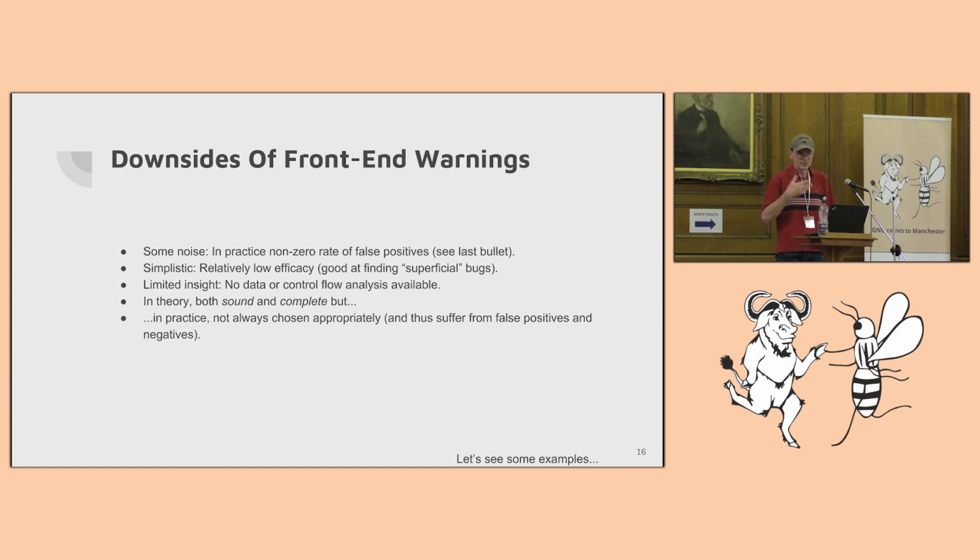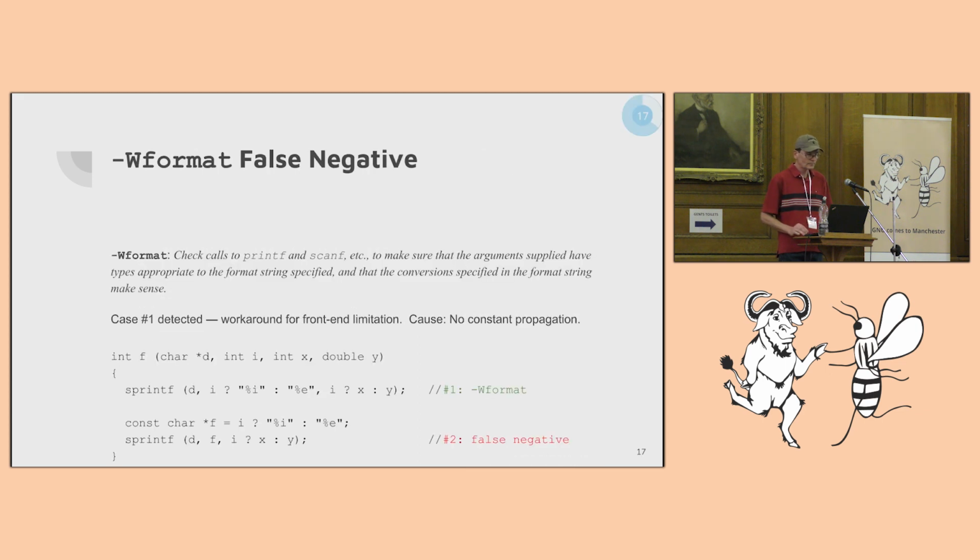They can't see through complex expressions, complex statements involving data flow. They can't see through inlining and so on. So even though in theory they are both sound and complete, in practice they're not always chosen appropriately, and they tend to lead to false positives and false negatives. A few examples of false positives and false negatives.